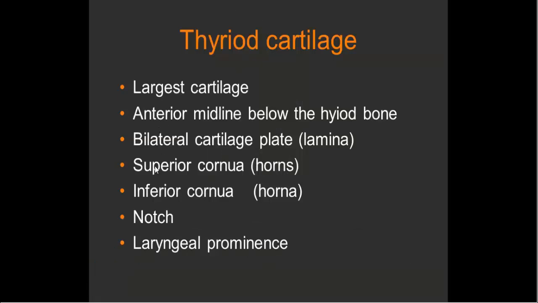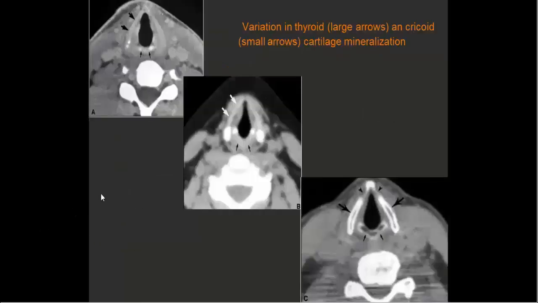Thyroid cartilage, the largest cartilage, lies in the anterior midline below the hyoid bone. It is a bilateral cartilage plate with bilateral laminae, superior cornu horn, inferior cornu, thyroid notch, and laryngeal prominence.